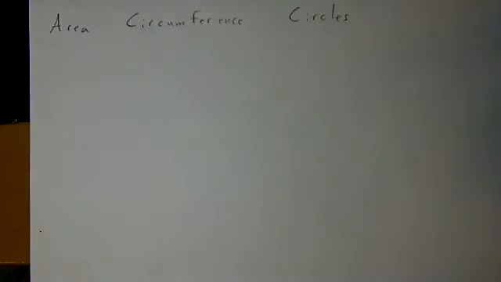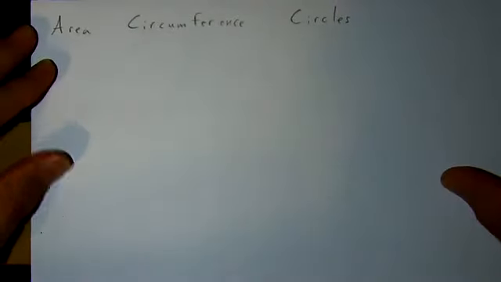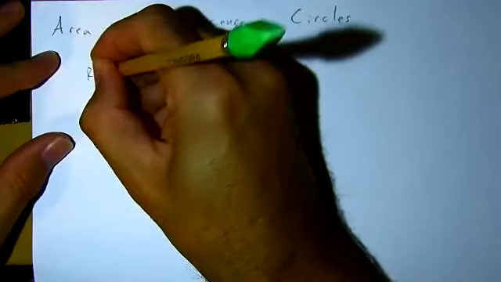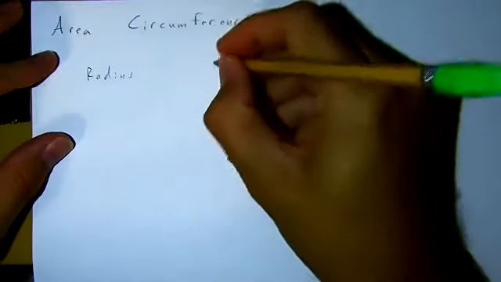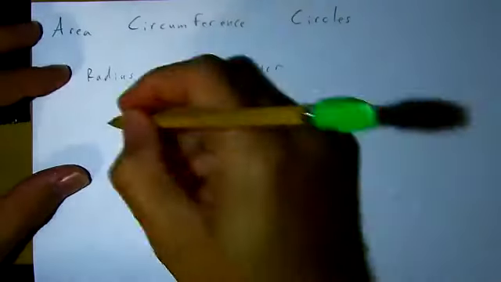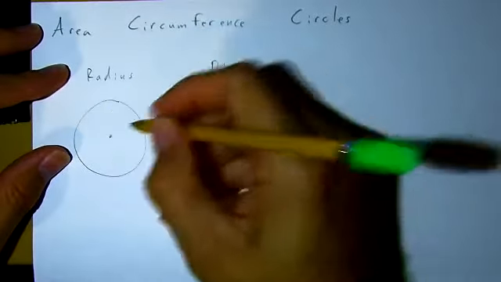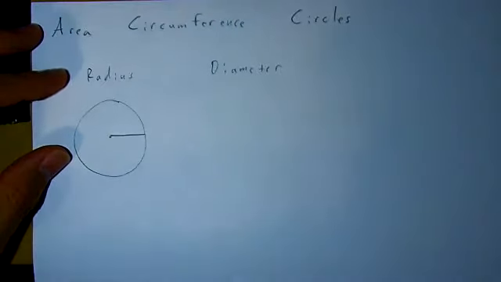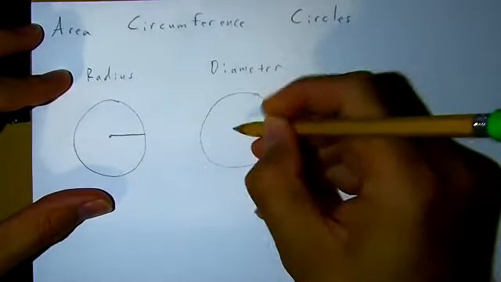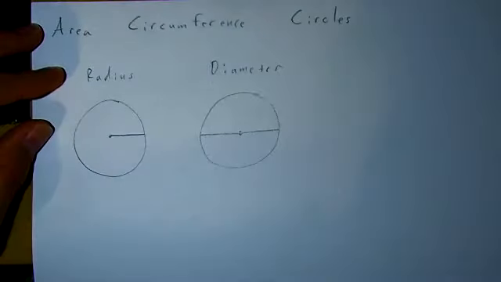Okay, we're doing area and circumference of circles today. So the first things that you need to know are the difference between radius and diameter. Radius is the distance from the center of the circle to any point on the circle. Diameter is all the way across the circle through the center.